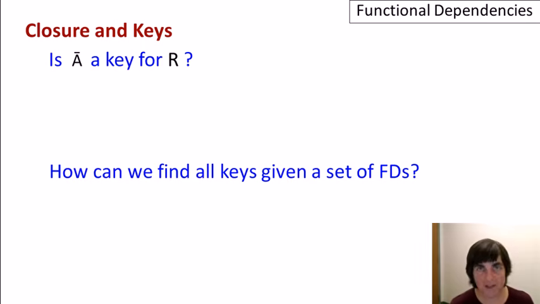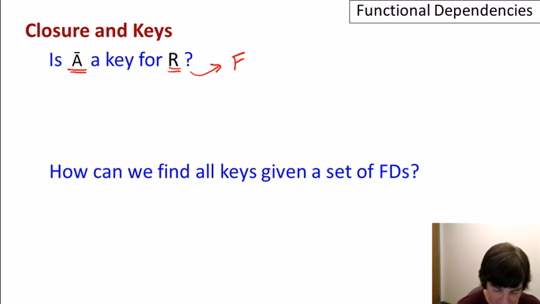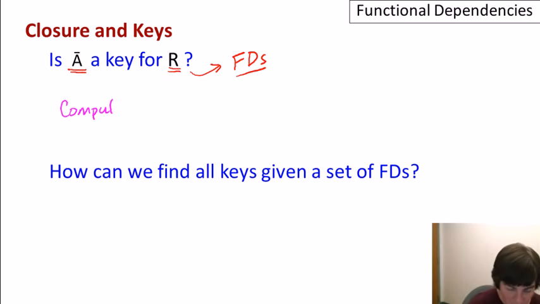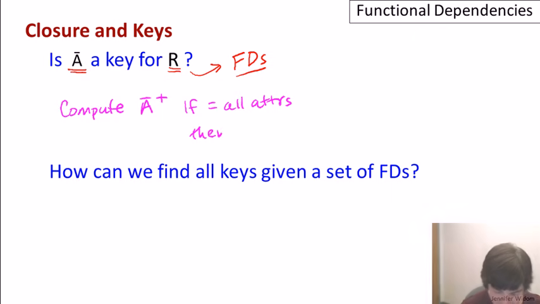So let's formalize a bit this relationship between the notion of closure and keys. Let's suppose we're interested in answering the question, is a particular set of attributes a key for a relation? We can use closure to do that. Remember, we have the relation and we have a set of functional dependencies for the relation. So what we do is we compute the closure of A bar. That's going to give us a set of attributes. And if that equals all attributes, then A bar is a key.